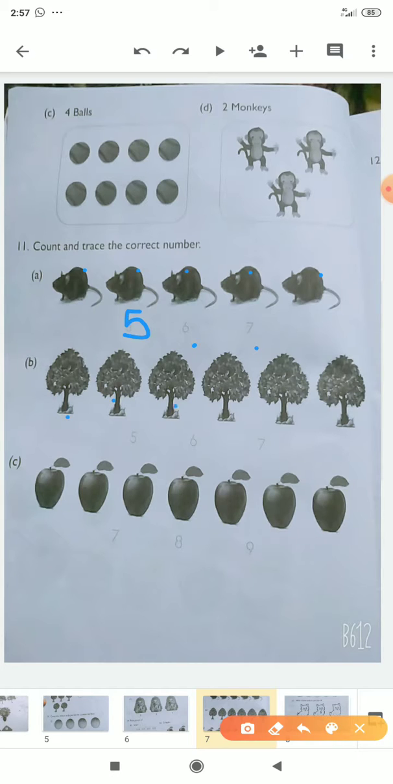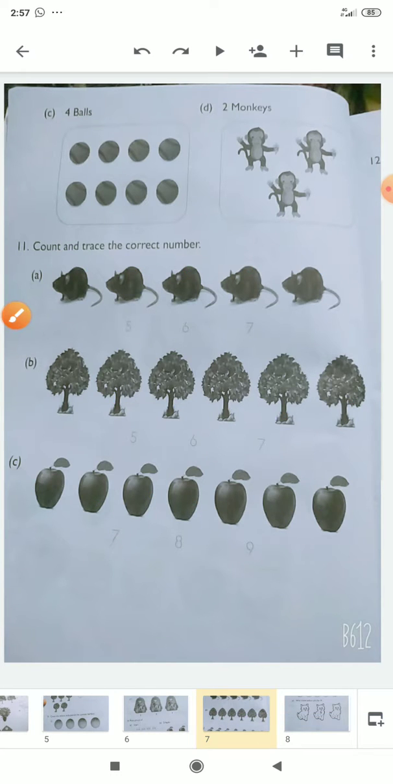Next, let's start counting trees. 1, 2, 3, 4, 5, 6. Here we have 6 trees. Is this 6? No. Is this 6? Yes. So trace it. In the next, let's start with apples. 1, 2, 3, 4, 5, 6, 7. 7 apples are there. Is this 7? No. Is this 7? No. Is this 7? Yes. So we have to trace the given number.